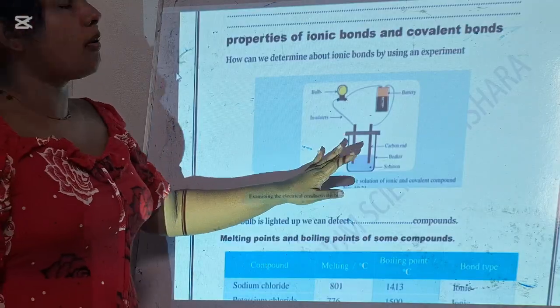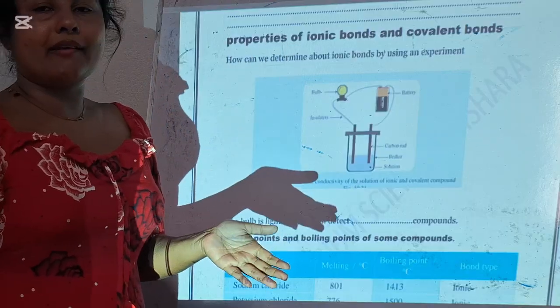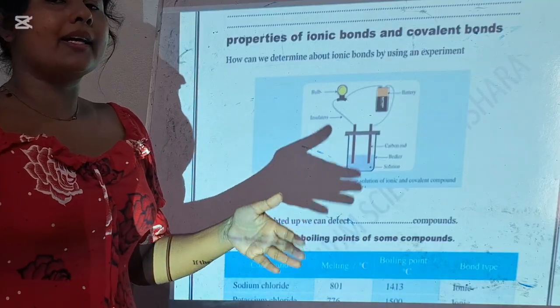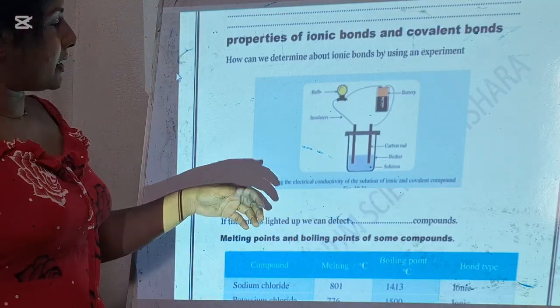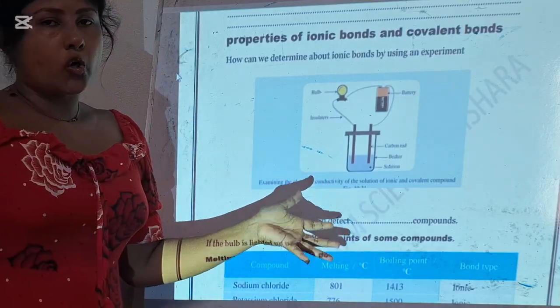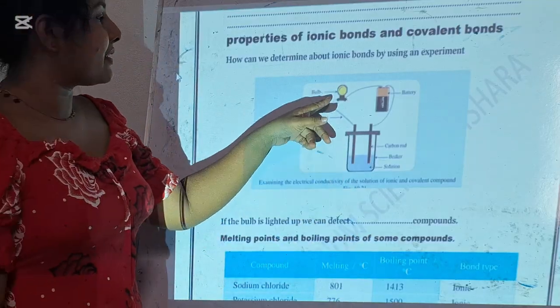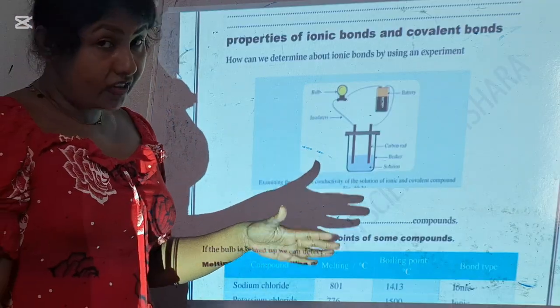So it has mobile ions: sodium chloride solution, then potassium chloride solution. They contain magnesium chloride solution. They contain ionic bonds. So if we make the solution with that kind of compound, we can conduct electricity and light up the bulb.